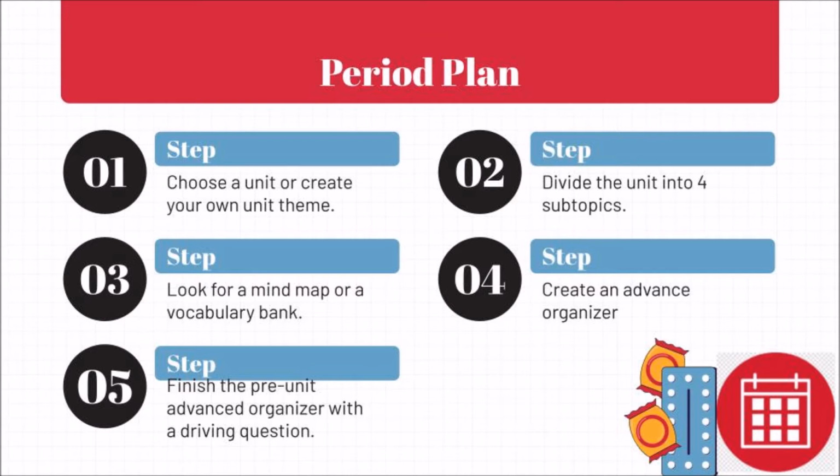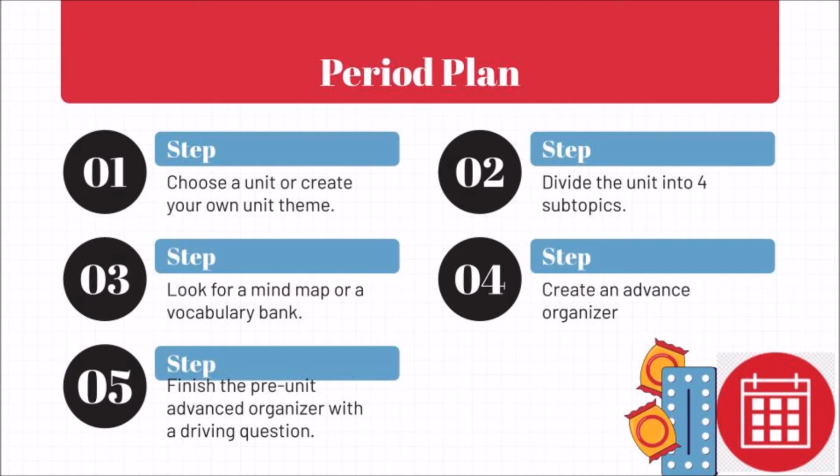The step 3 is to look for a mind map or a vocabulary bank that helps us with the main topic of the class. The fourth step is to create an advanced organizer. It should have the engage and activate a prior knowledge, introduce the new vocabulary, and finish with a driving question. For example, the driving question could be, how could we encourage to visit the local observatory or planetarium?